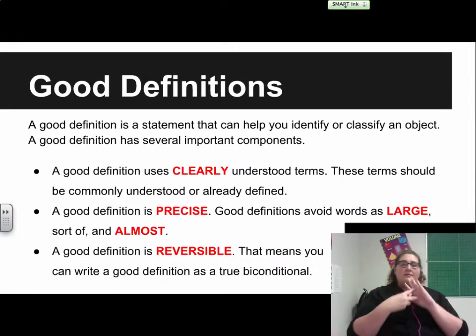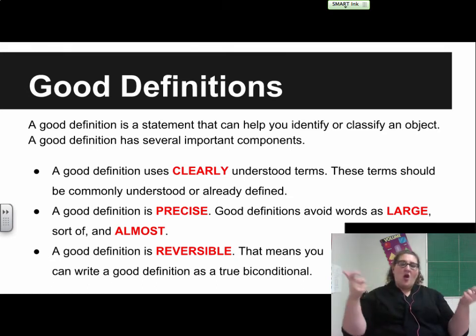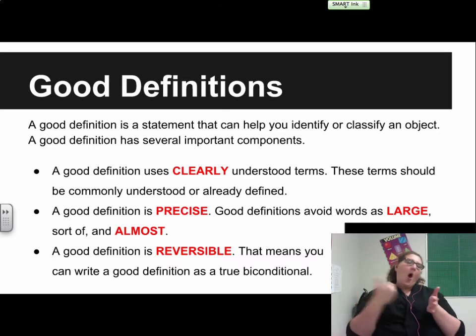A good definition. A good definition is a statement that can help you identify or classify an object. A good definition has several important components. A good definition uses clearly understood terms. These terms should be commonly understood or already defined. A good definition is precise. A good definition should avoid words such as large, sort of, and almost. And a good definition is also reversible. That means you can write a good definition as a true biconditional.